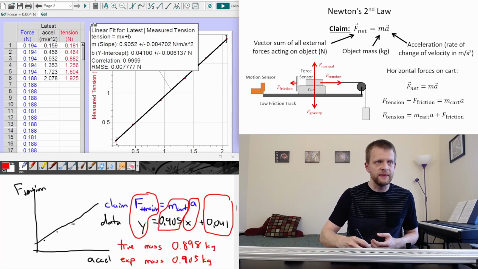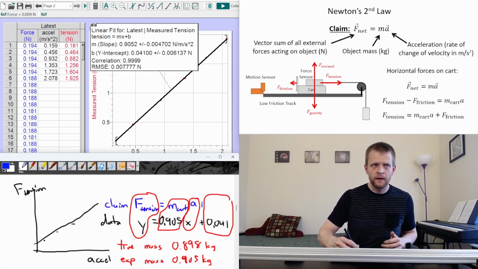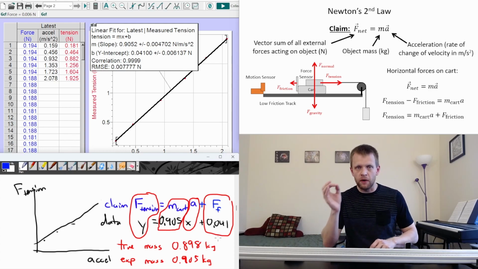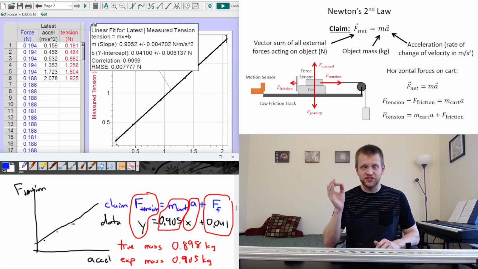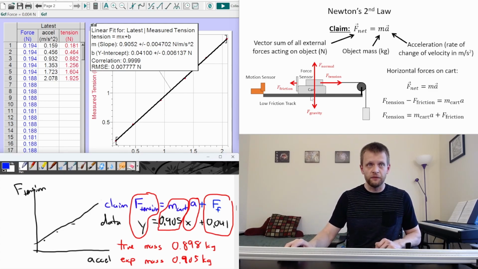So in our claim, if we have this better model where we're now saying there's going to be some friction on this track and we want to be able to account for that, we add on this force of friction. And now with this improved model, we can say that that 0.041 Newton value is actually a measure of the force of friction that's acting on this system. This model of saying the friction for this cart on this surface is just going to be the same force of friction the entire time matches up with our data.